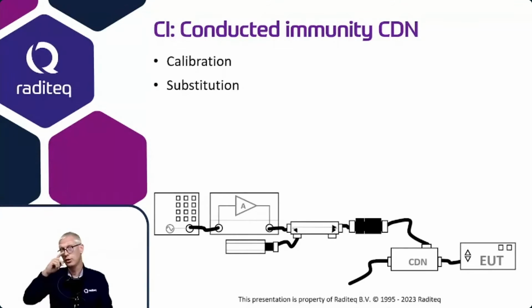For the conducted immunity testing, it's more or less similar. The signal generator, amplifier, coupler, and power meter with an attenuator go into a CDN to inject a signal on the power lines or on the communication lines of the EUT. It's fully supported. We allow the calibration of the setup, we can do a substitution afterwards of that calibration, and it's very simple to perform a test like this.